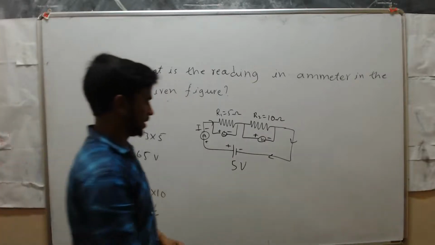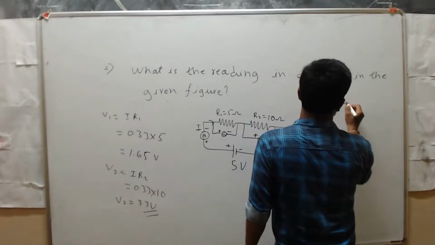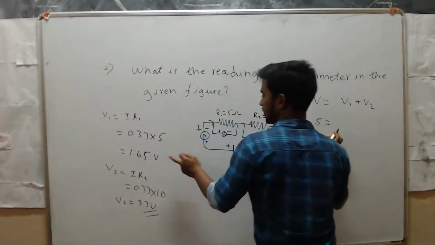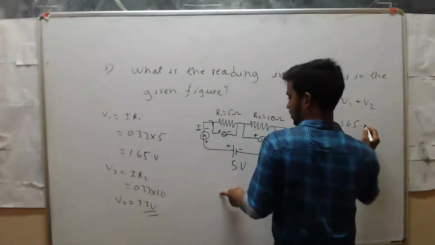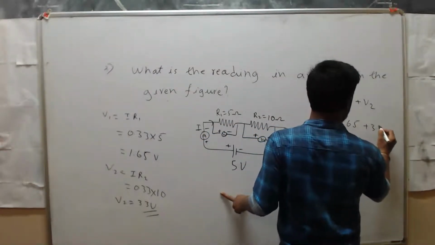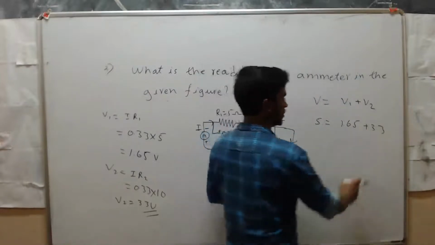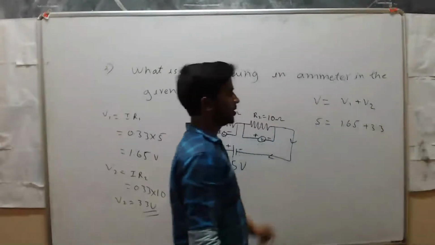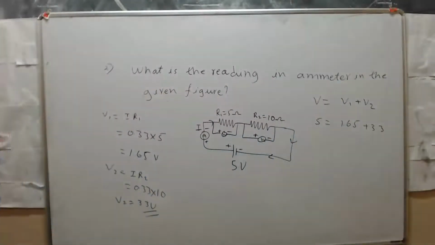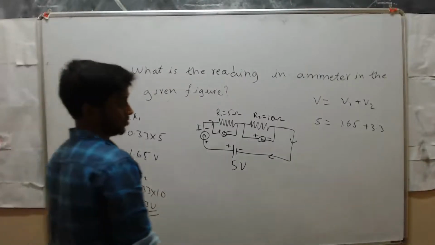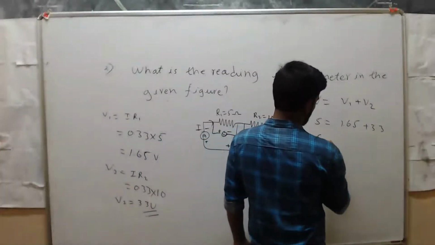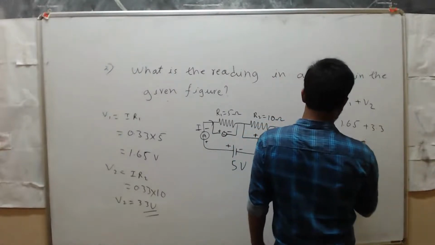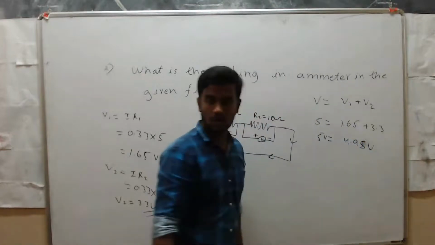Okay, so now just cross verify. We know the formula V equal to V1 plus V2. V is what? That is 5 volt. What is V1? V1 is 1.65 and this is 3.3. Add 1.65 to 3.3. Sorry, 4.95. This is 5 and here this is 4.95. This is 5 volt, but both are not equal, right?